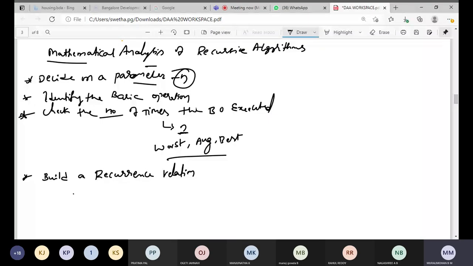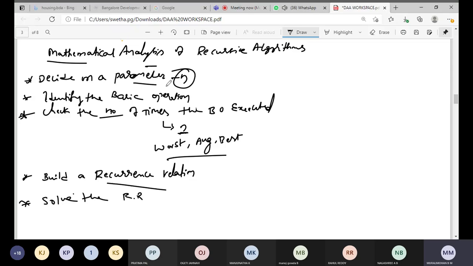Next, finally, we'll solve the recurrence relation. Finally, solve the recurrence relation. I will take it as RR. So this is the general plan we will follow to analyze the efficiency of recursive algorithms. What does it say? Decide on a parameter. Usually it is n, that is the input size.